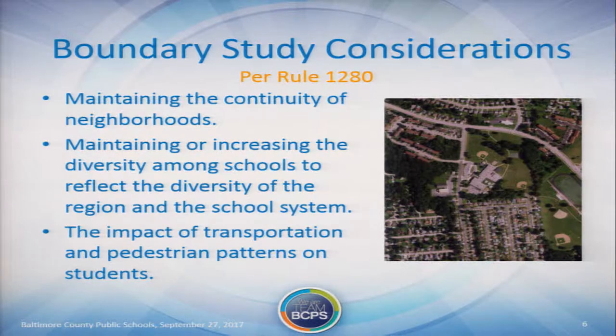When you're developing your boundary options tonight, it's good to refer back to these slides. These are your boundary study considerations, from Policy and Rule 1280. As you're developing options, you'll want to think about these considerations: maintaining the continuity of neighborhoods; maintaining and increasing the diversity among the schools to reflect the diversity of the region or school system as a whole; the impact of transportation patterns or pedestrian patterns; minimizing the number of times an individual student moves; efficient use of the affected schools, so using the added capacity at Lansdowne effectively; long-term enrollment and capacity trends and future capital plans; the location and feeder patterns; and phasing in boundary changes by high school. This boundary process doesn't look at high schools or middle schools. We're only dealing with elementary school boundaries.